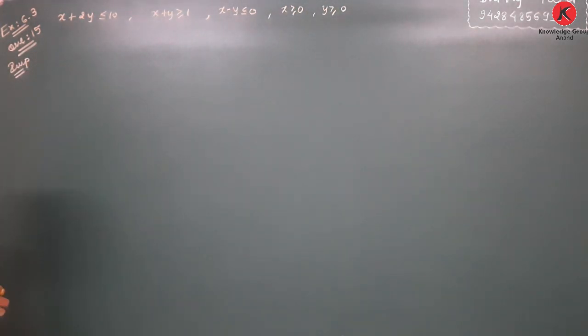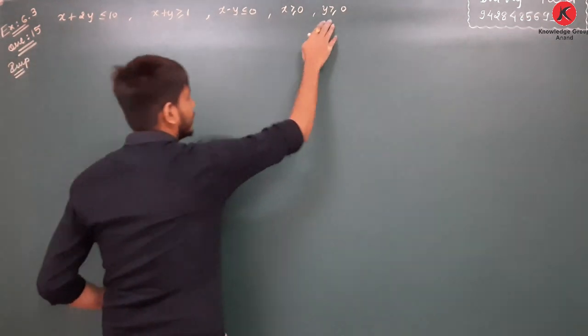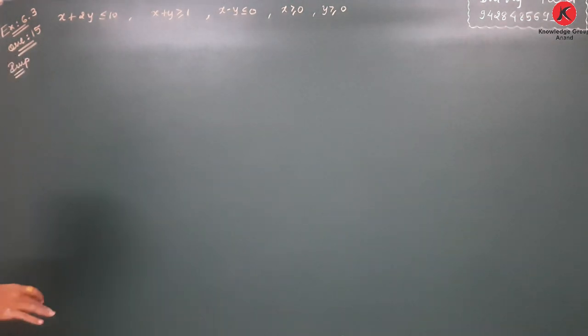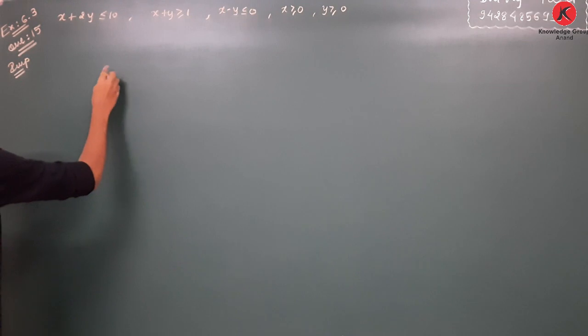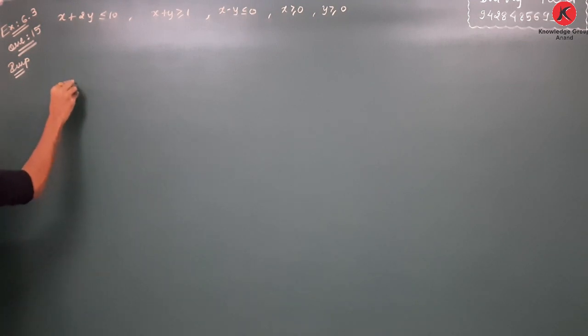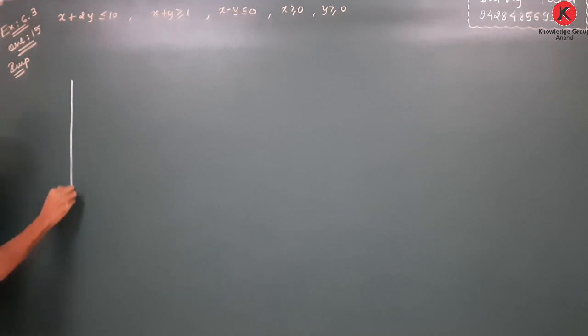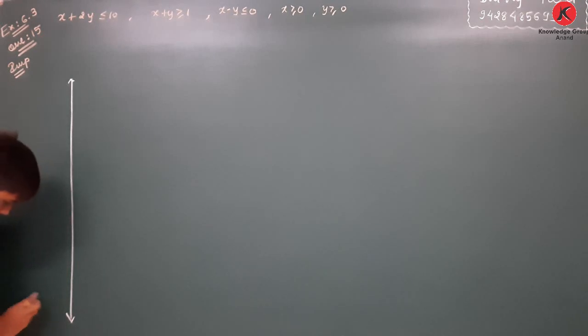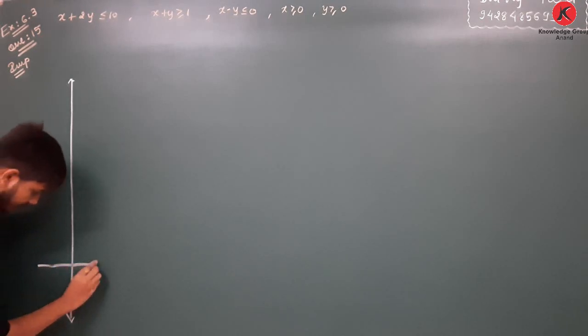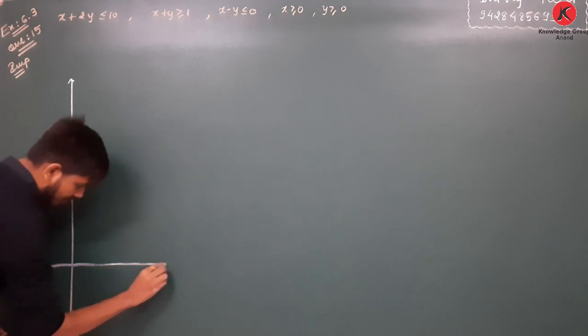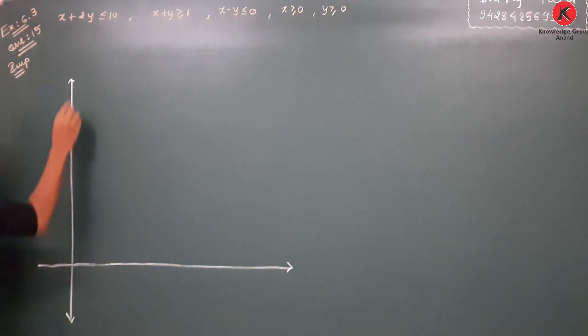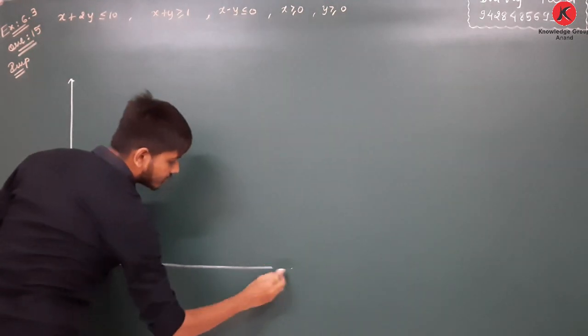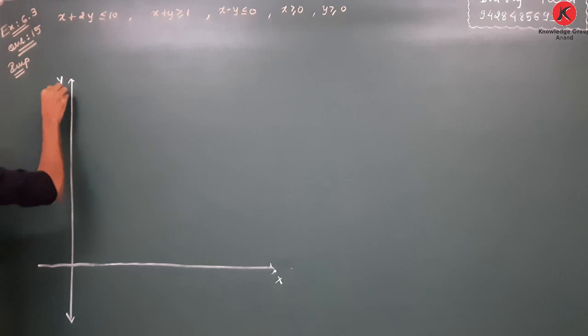Okay, therefore x is greater than or equal to 0, y is greater than or equal to 0. When x is greater than or equal to 0, the line will be x equals 0, which is a vertical line. We only have to show the region of the first quadrant, so I will select that portion of the graph only. I am selecting this portion, which is our first quadrant. This is our x axis, this is our y axis. The maximum portion of the first quadrant is covered.